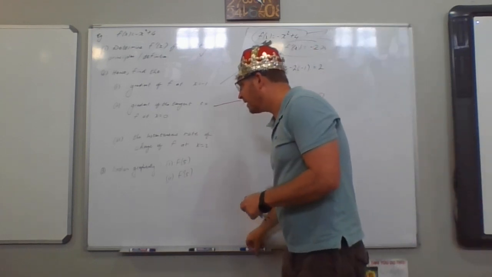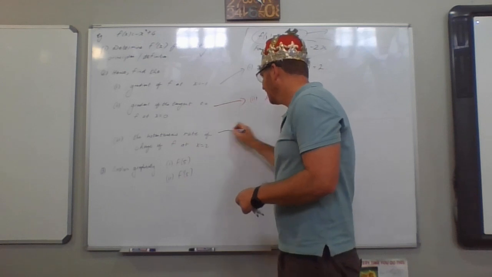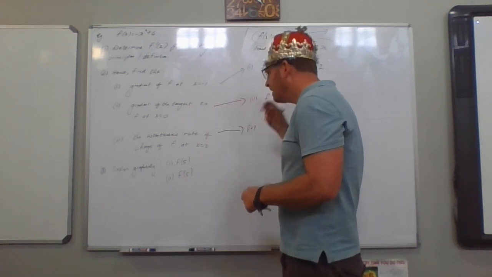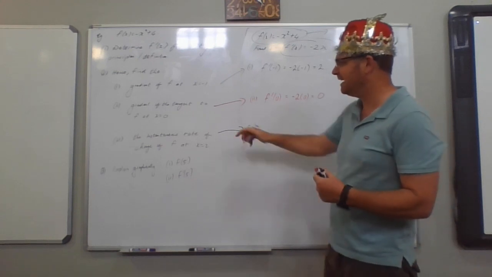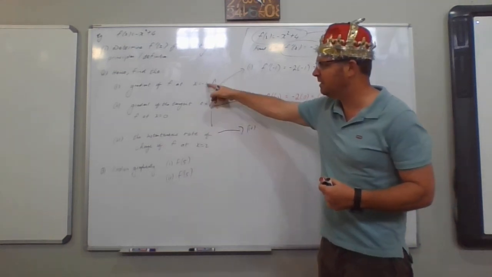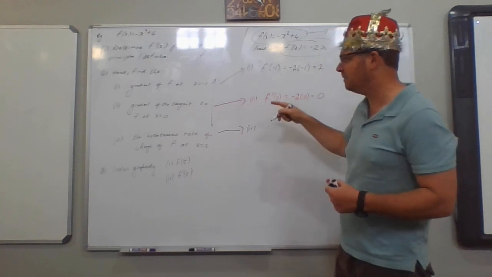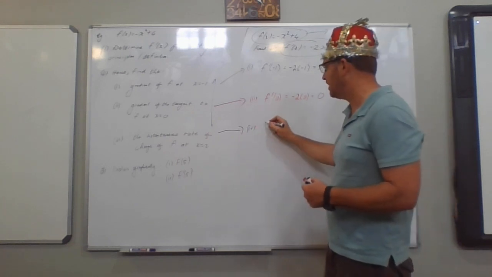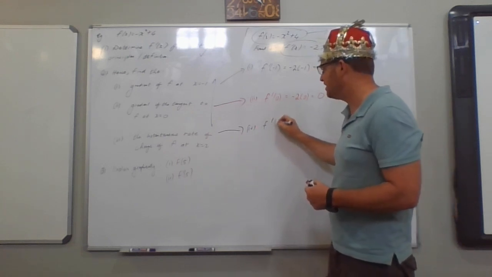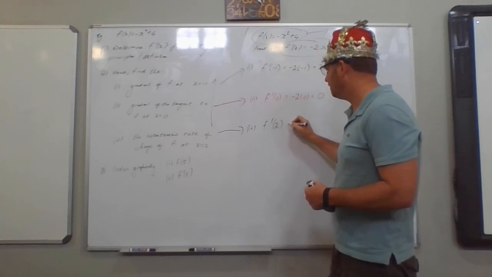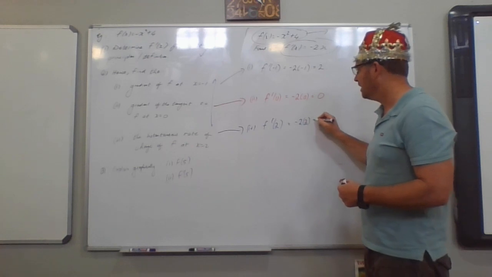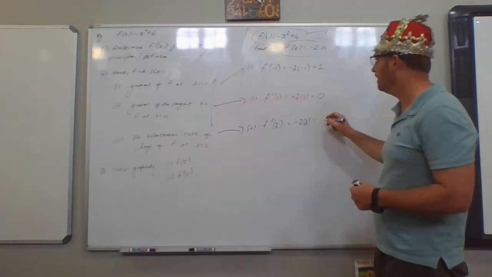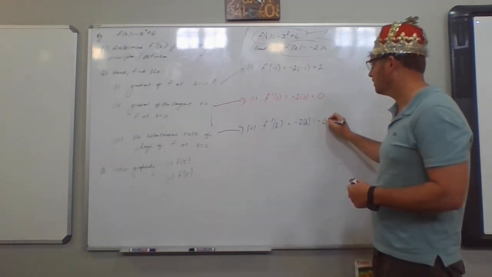Right? Question 3 says go find the instantaneous rate of change of f at x is equal to 2. Well, once again, it's asking you the same thing. All of these things are the same thing. Okay, gradient at a point, gradient of a tangent, instantaneous rate of change. So the instantaneous rate of change at x is equal to 2 will be f dash of 2. I go to the derivative equation, replace x with 2, and I get negative 4. Okay.